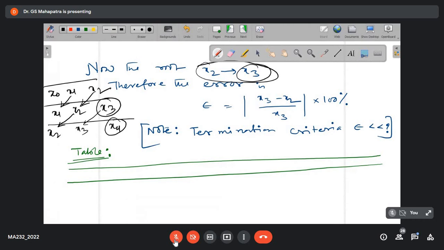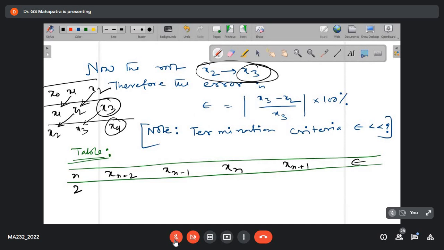So if n is the iteration, then what is the table actually? That is x n minus 2, x n minus 1 and xn. So n should start from 2, you can check that one. Then xn plus 1 and error. This is the table.